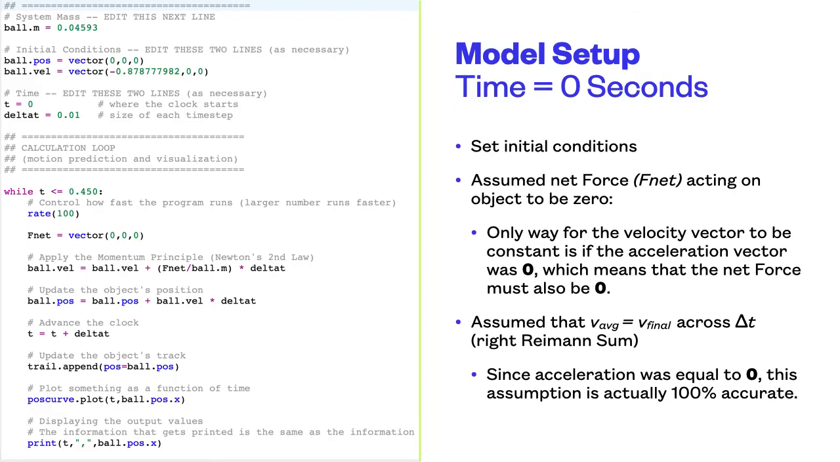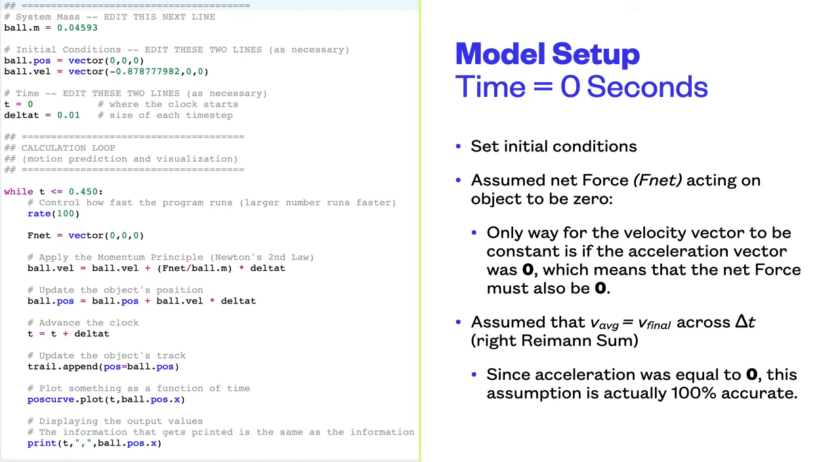Okay, so a little bit about the setup of the model. As you can see, I set the initial conditions like mass, initial position, and initial velocity at the very start of my code. And then for the loop, I set t to be less than or equal to 0.45 seconds, since that's how long the ball took to move from right to left of the table. Now, the initial force vector, the net force vector, was set as zero, as all forces balanced out in our experimental study.